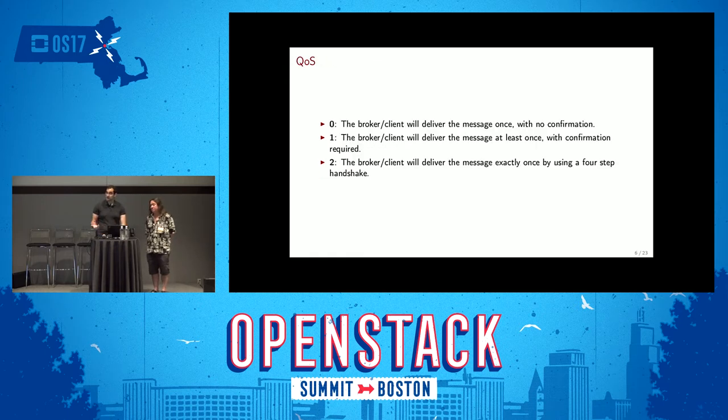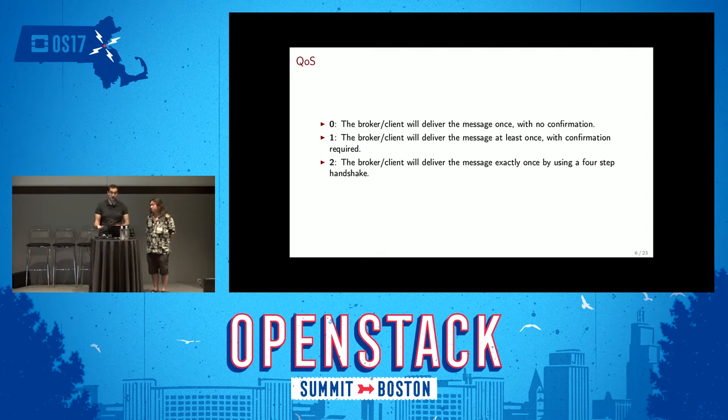The other thing that MQTT provides is levels of quality of service. By default, when you send a message, there's no guarantee you're actually going to get it. The broker just sends it. This is done for the lightweight aspect of it. Without providing any guarantees, it's very simple and low resource utilization. But there are also methods of specifying more guaranteed message delivery.